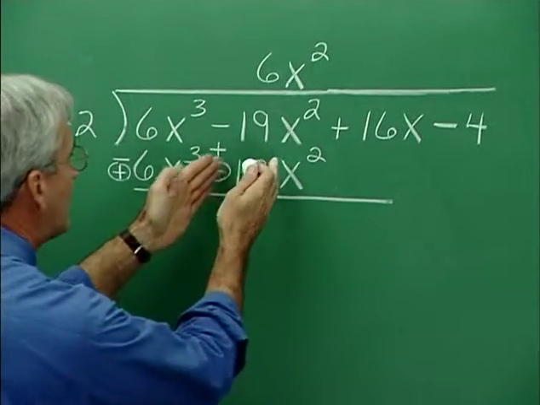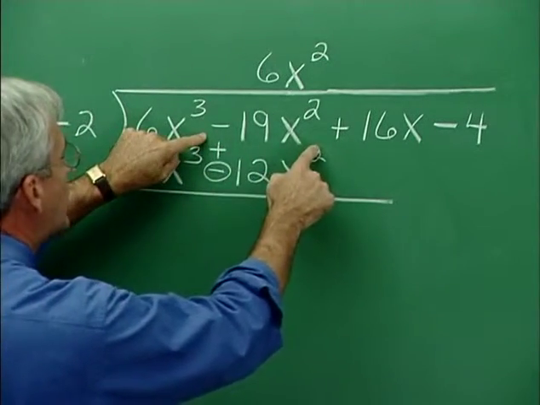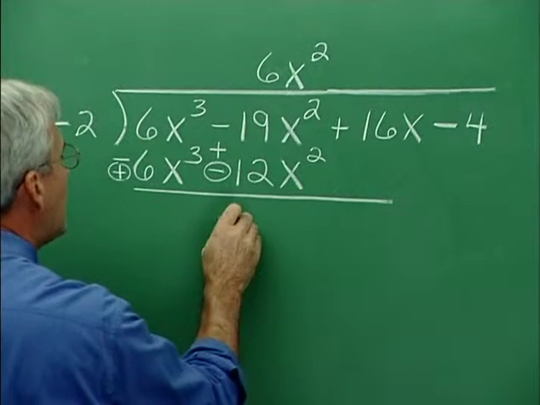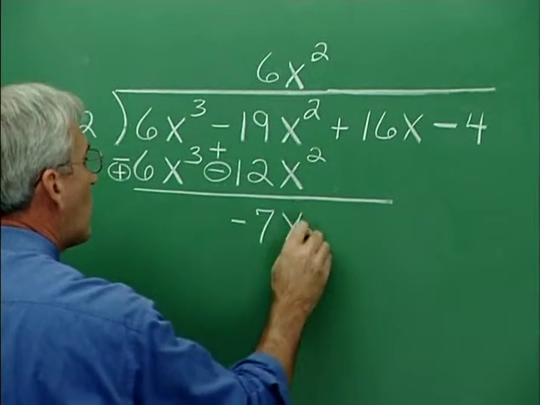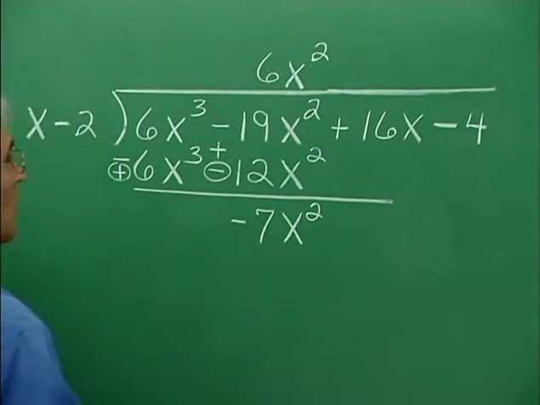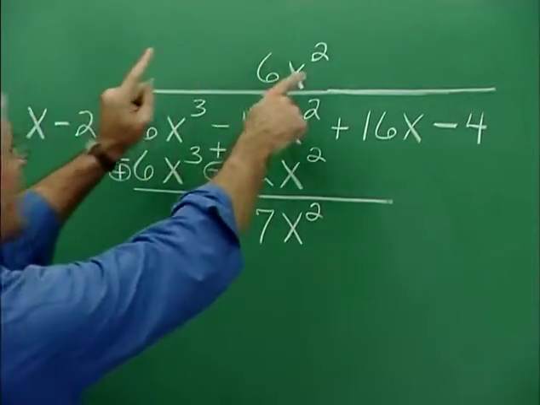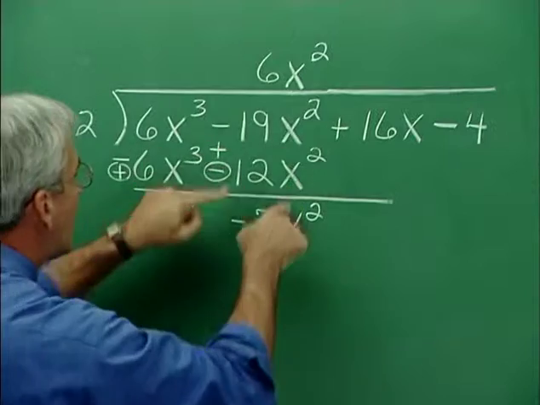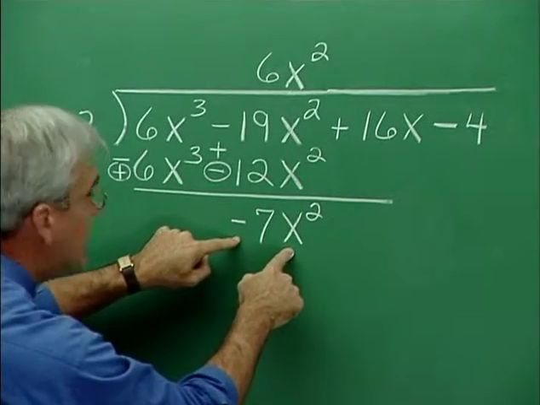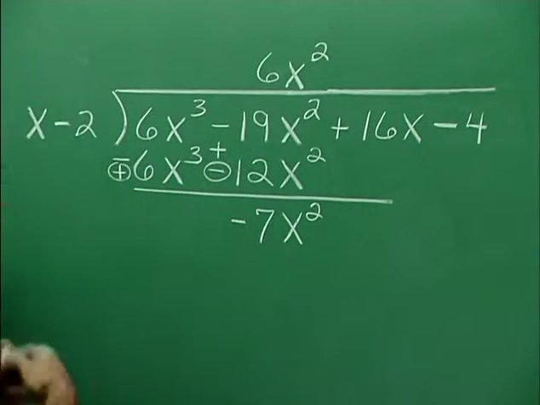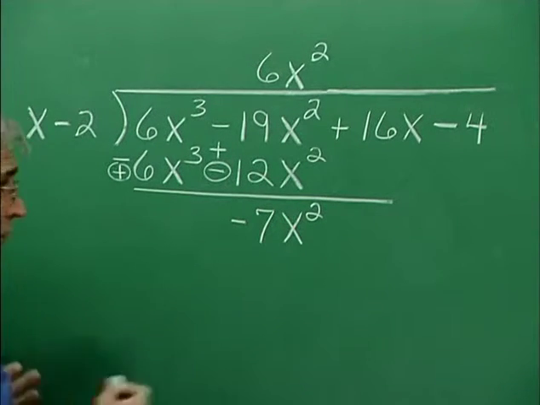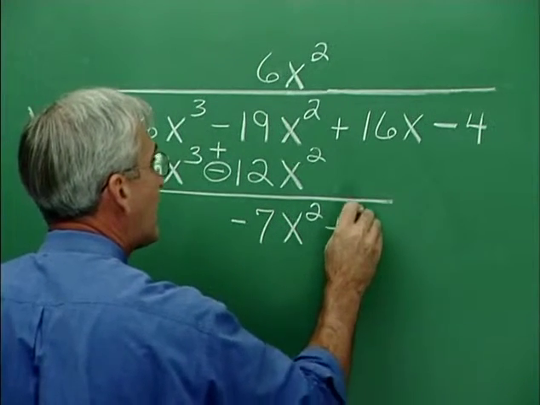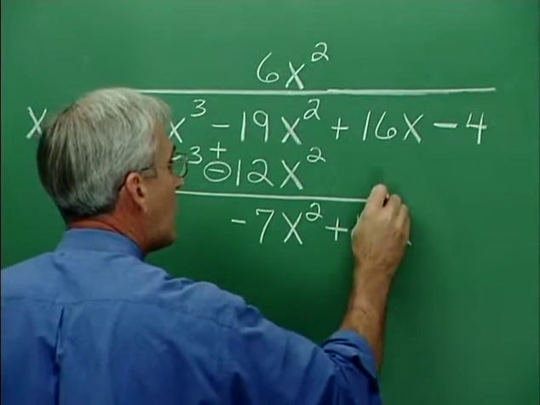Here's where all the action is. All right, I'm collecting negative 19x squared with plus 12x squared. That's negative 7x squared. So we've identified the item up here, multiplied, and subtracted, and we get this as the result. This is the difference of those two. And now our prescription in long division would be to bring down the next term and start the process again. So we bring down plus 16x, and away we go.